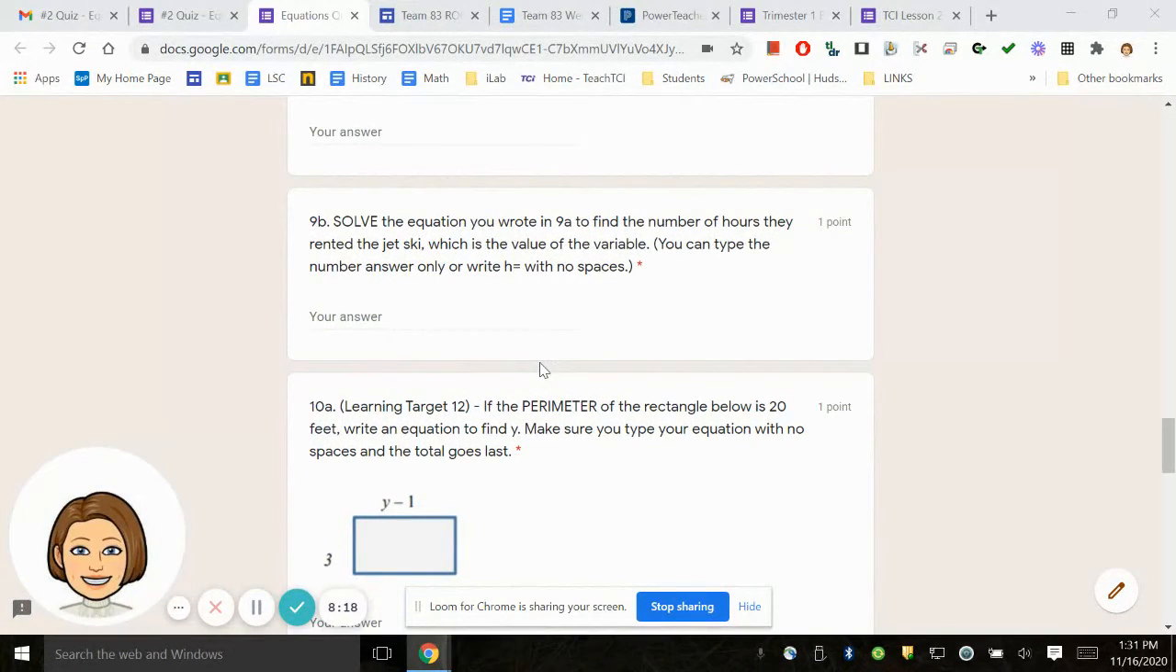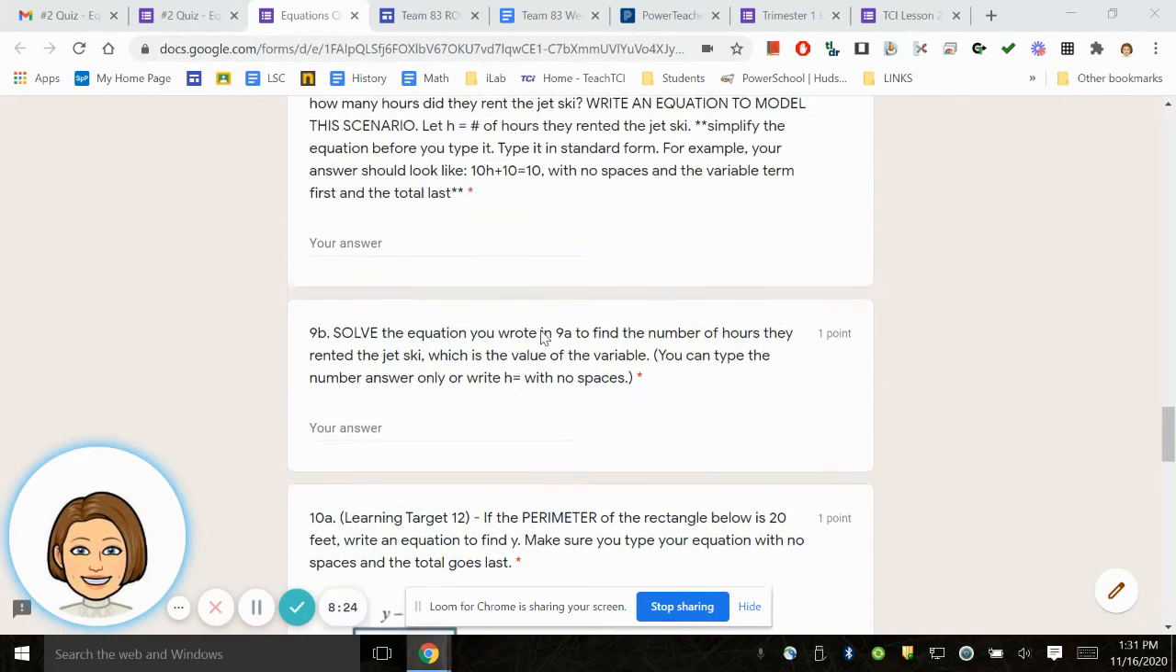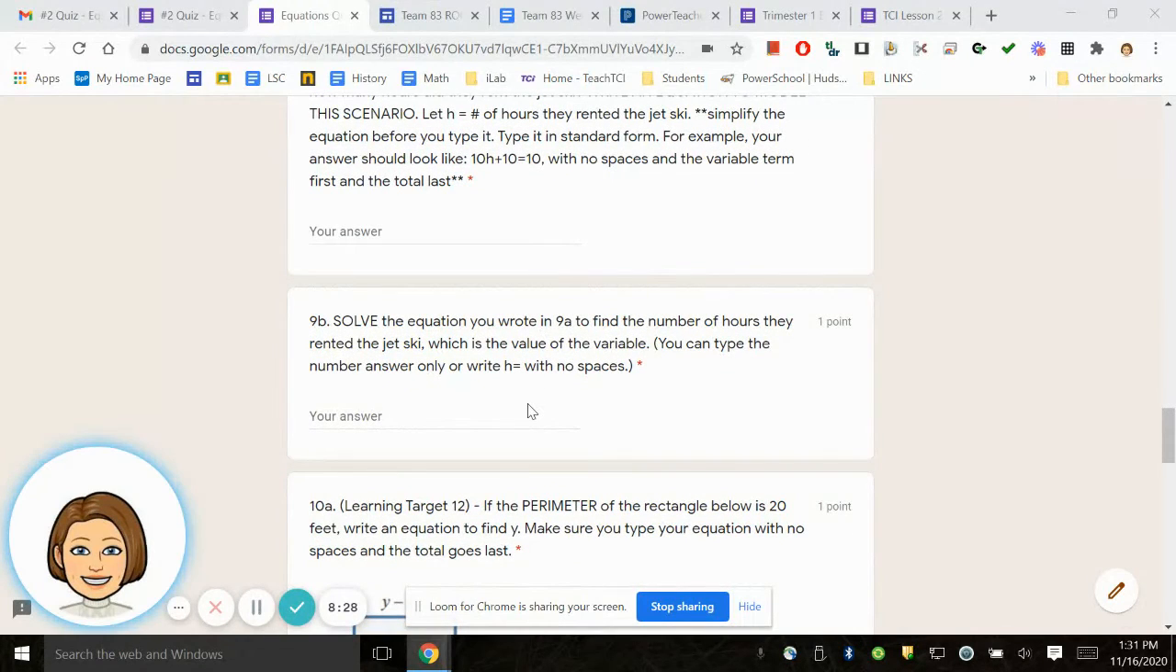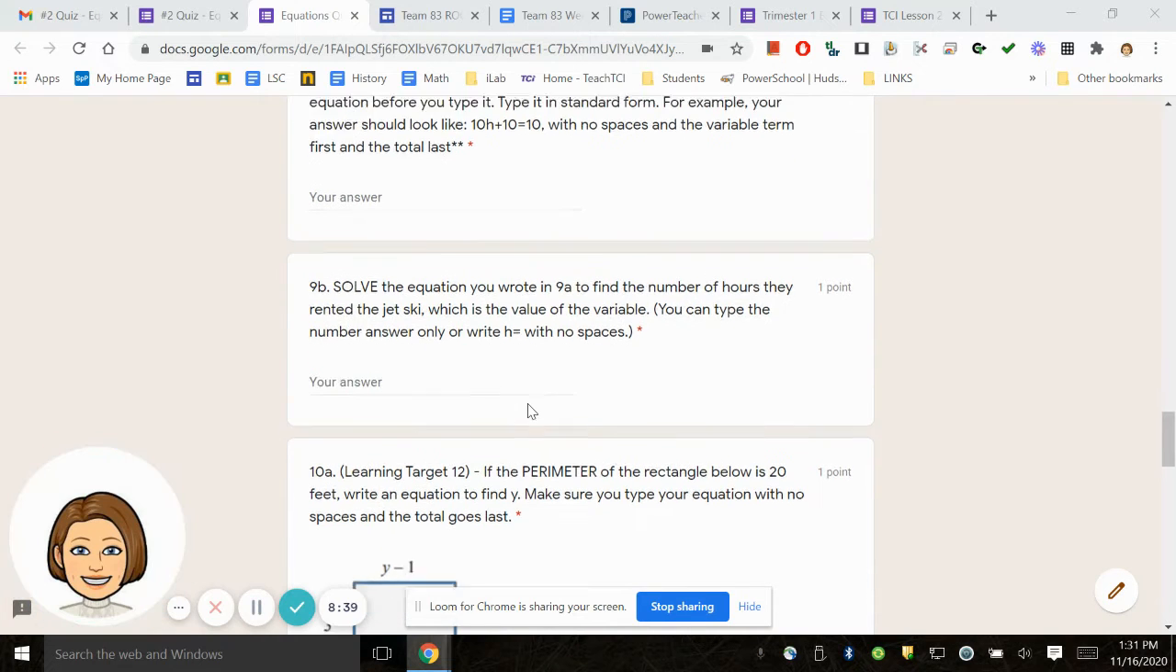Number 9, solve your equation. Your answer should make sense. Okay, so you're solving the equation that you came up with in 9a. Your answer should make sense. It is a whole number. I'll give you that hint. It is a whole number. There are no negatives. There are no decimals. There are no fractions. It should be a whole number for your response.